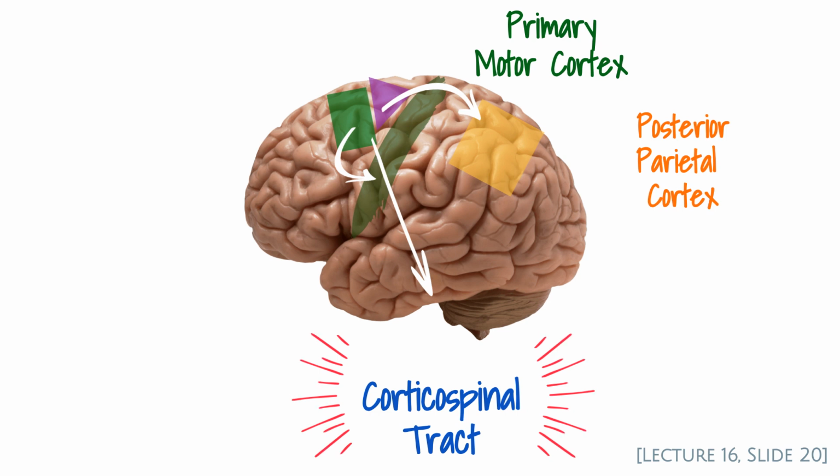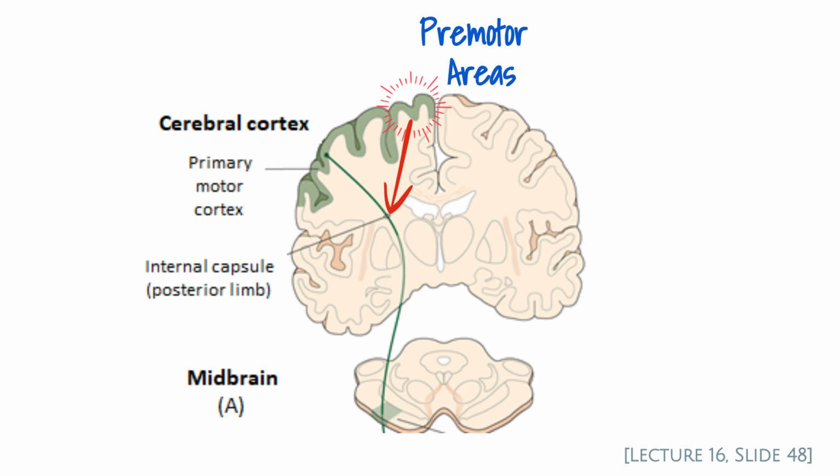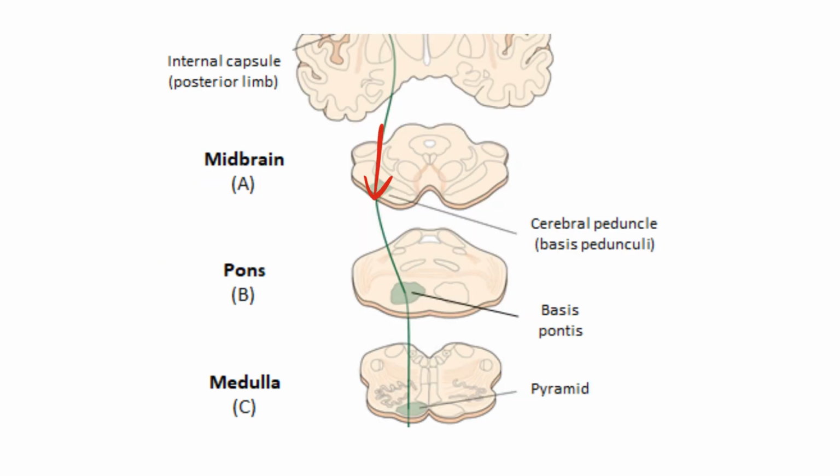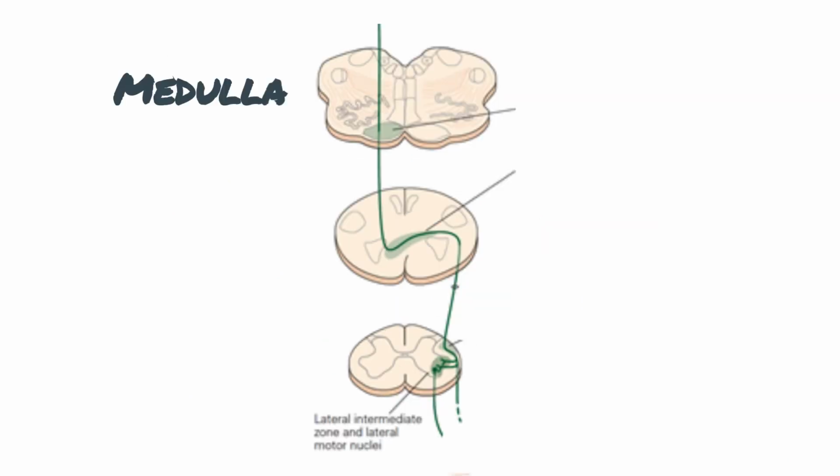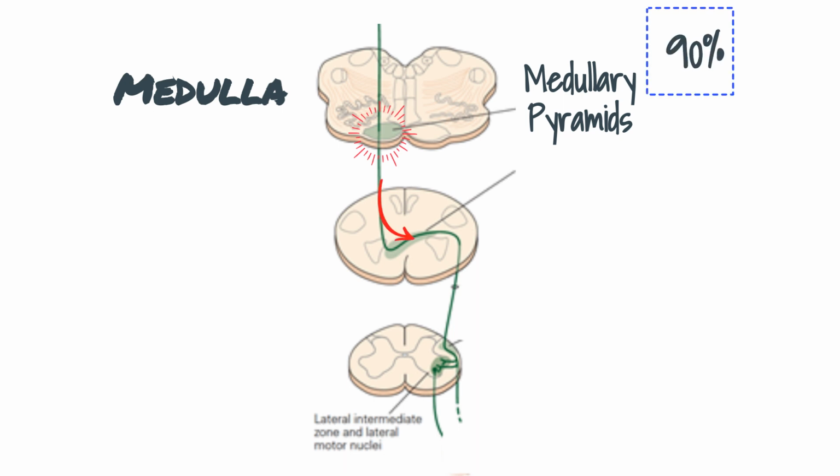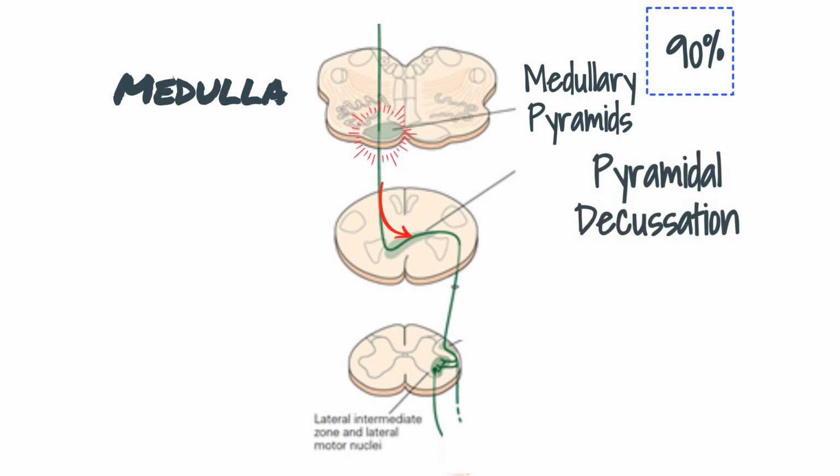Today we will focus on how the cortical spinal tract carries movement-related info from the motor cortex to the spinal cord. Premotor area neurons travel down the internal capsule to the midbrain. The signal then travels from the midbrain to the pons and then medulla. In the medulla, neurons enter the medullary pyramids where 90% decussate to cross over from the ipsilateral to the contralateral side of the brainstem in a bundle called the pyramidal decussation.